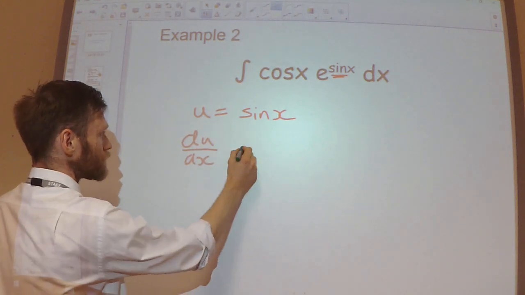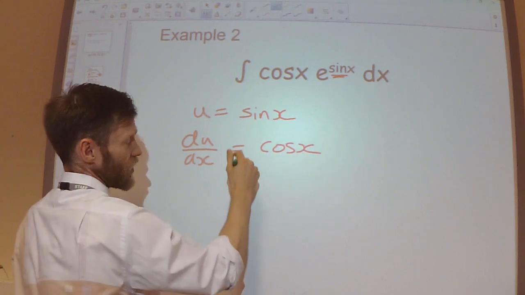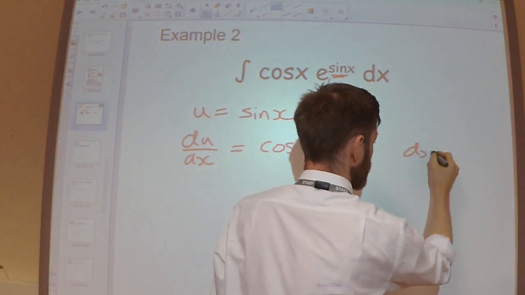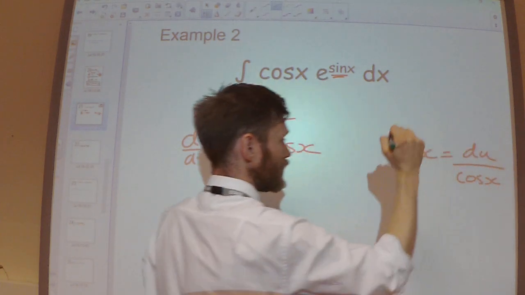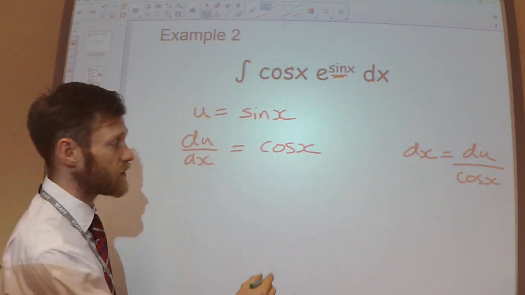Differentiate this. When I differentiate cos, I get sine. When I differentiate sine, I get cos. Make dx the subject, like that. Okay. Right, let's make our substitutions here.